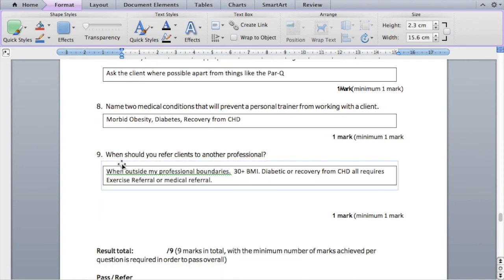And the final question, question 9, when should you refer clients to another professional? When it's outside of my professional boundaries. So a 30+ BMI, a diabetic, or recovery from coronary heart disease all requires exercise referral or medical referral.